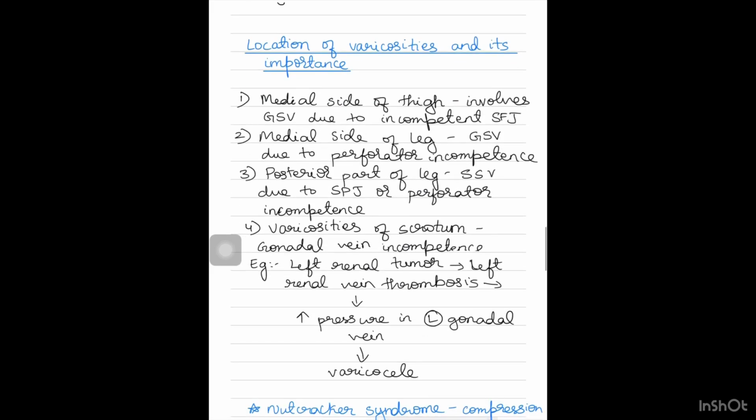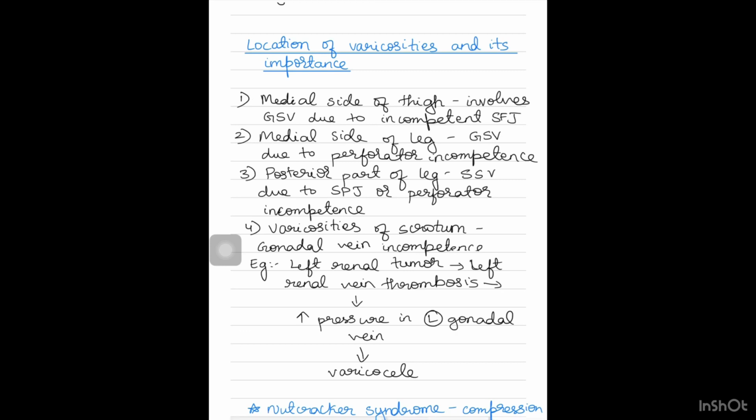So, the location of the varicosities and its importance. Whenever you see a varicose vein along the medial side of the thigh, that means it is involving the great saphenous vein, and the main pathogenesis is due to an incompetent saphenofemoral junction. That means there is a reflux from the femoral vein into the great saphenous vein, causing dilatation of the great saphenous vein along the medial side of the thigh.